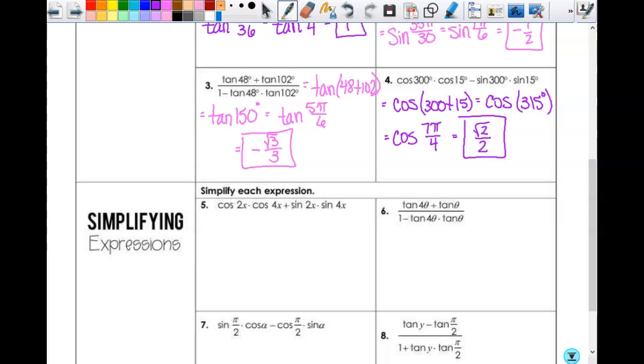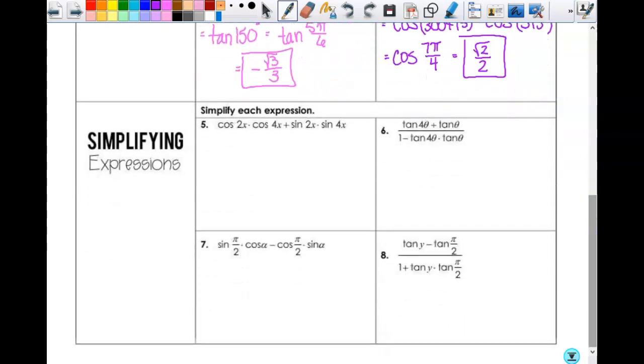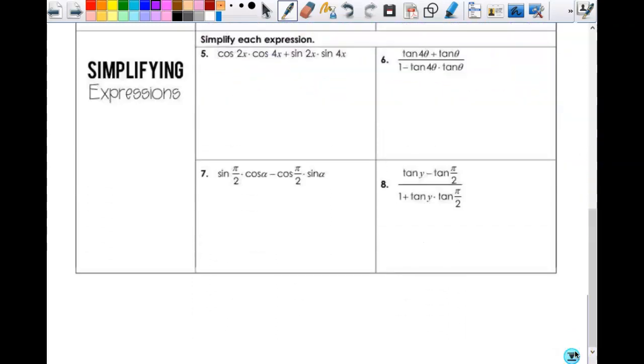Okay, so now I'm going to simplify the expressions where we're not just going to get actual values, we're going to get expressions in the end. So now you need to be looking at your reference chart. I have cosine times cosine plus sine times sine, that's going to be a sum or difference of a cosine. Since this is addition, it's going to be the difference for cosine, so this equals cosine of a minus b, that's 2x minus 4x, which is the cosine of negative 2x.